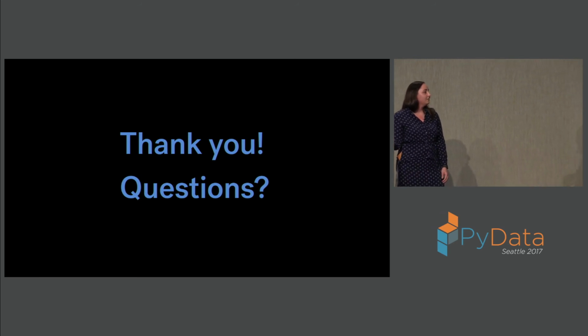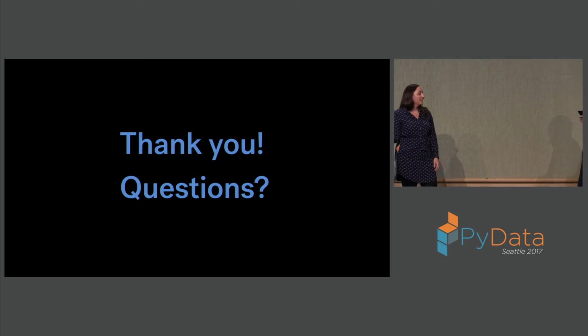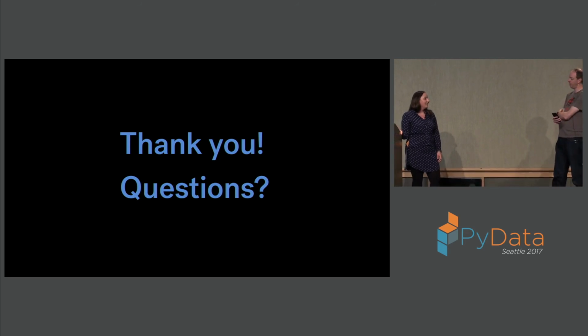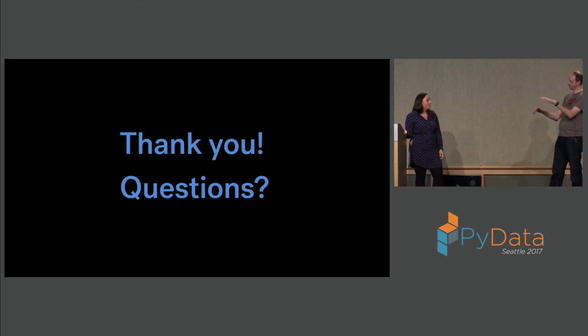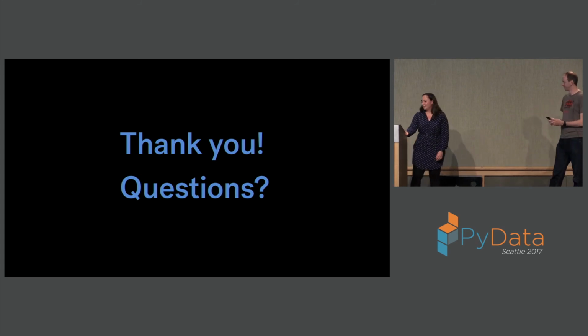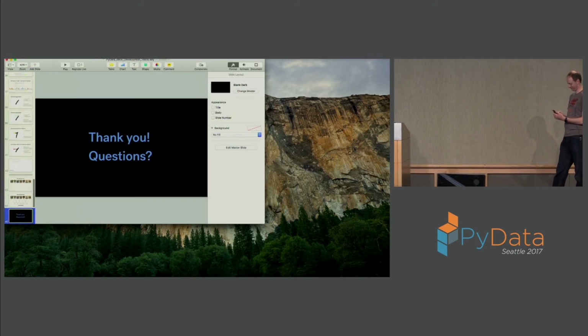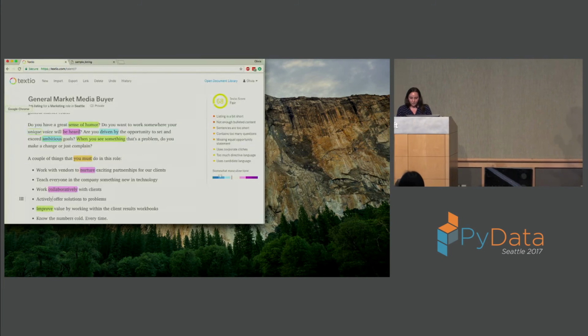Someone's asking if you could actually demo Textio to show a close to perfect job listing that resulted from going from not so great to actually very good. Sure. I don't know if it went from not so great, but I can show you.